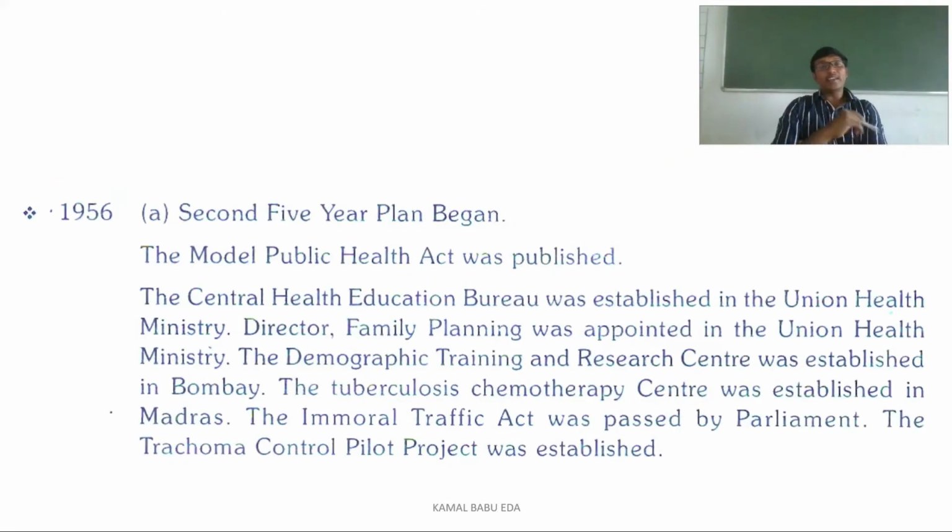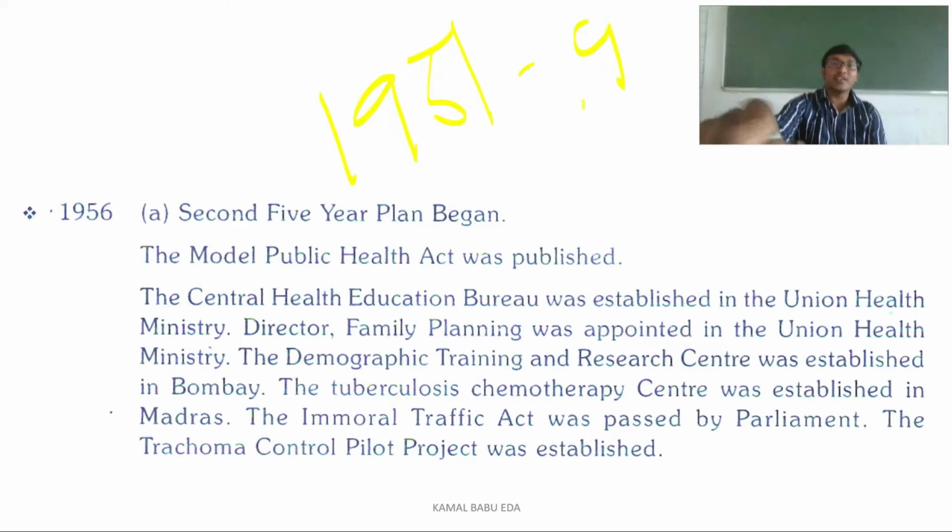In the year 1956, the second 5-year plan began. The first 5-year plan was from 1951 to 1955, and in the year 1956 the second 5-year plan began. The Model Public Health Act was published, and the Central Health Education Bureau was established in the Union Health Ministry. A Director of Family Planning was appointed in the Union Health Ministry, and the Demographic Training and Research Center was established in Bombay, as well as a Tuberculosis Chemotherapy Center in Madras.